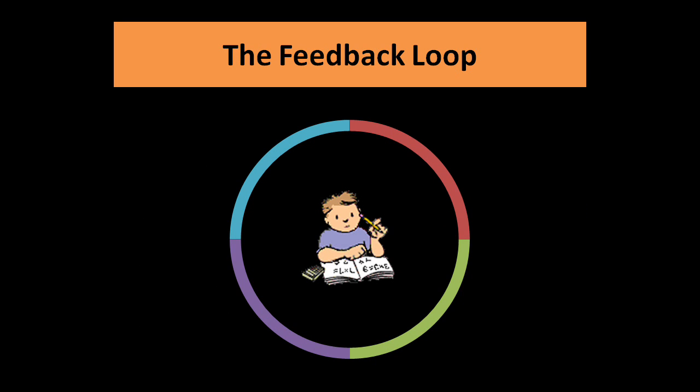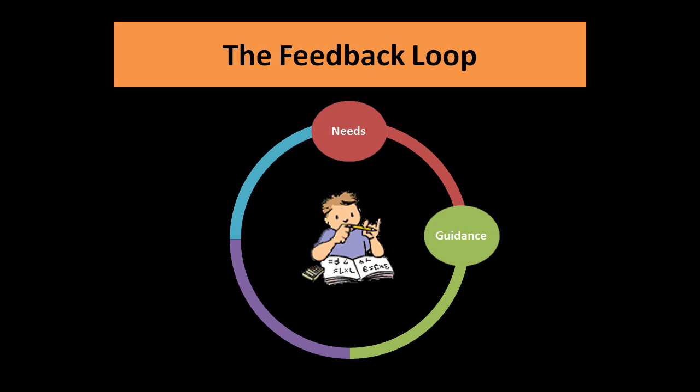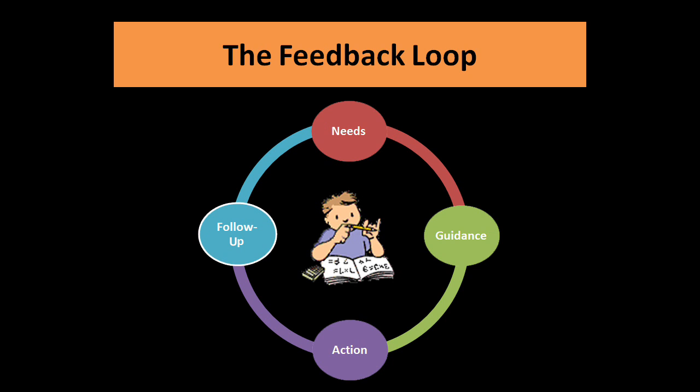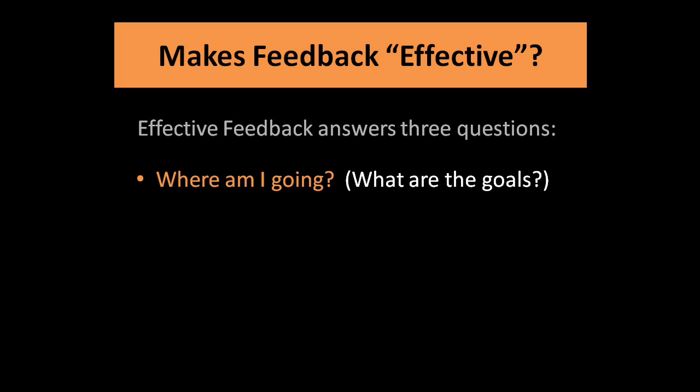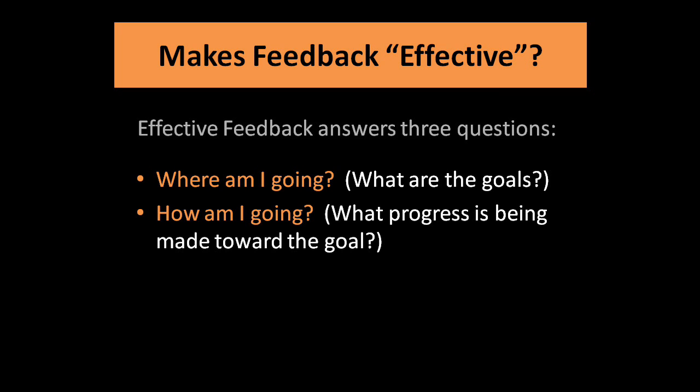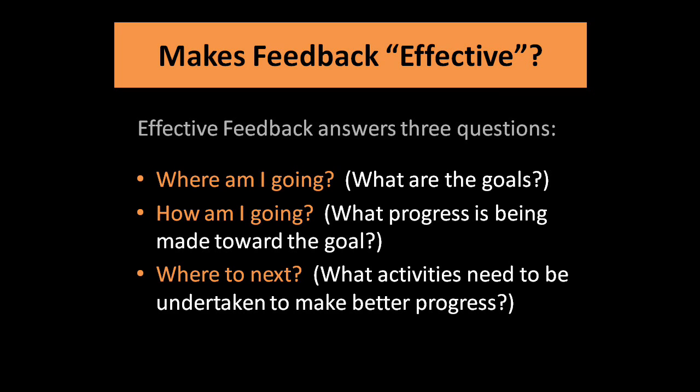Providing descriptive feedback requires teachers to: 1. Use the success criteria to identify what the student needs to do to improve. 2. Provide direction on how to improve. 3. Provide time and opportunities for the student to use the feedback. And 4. Follow up with the student. Feedback is effective if it answers the questions, where am I going? How am I going? And where to next?